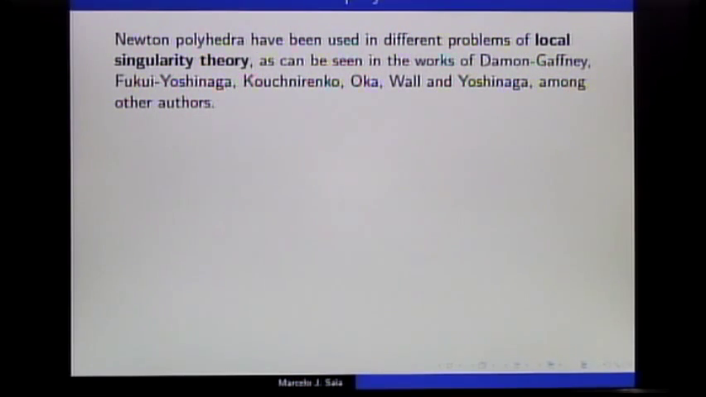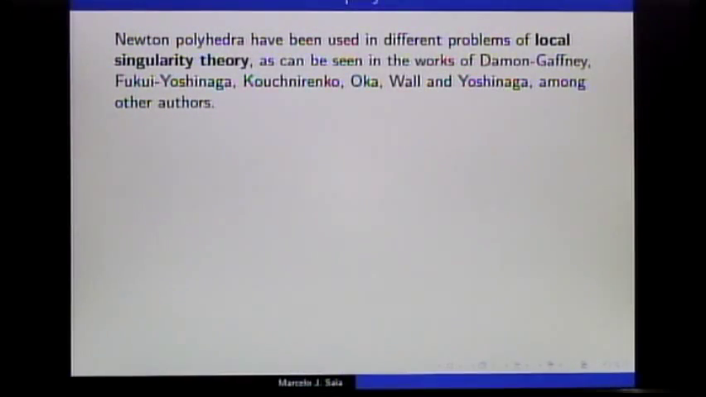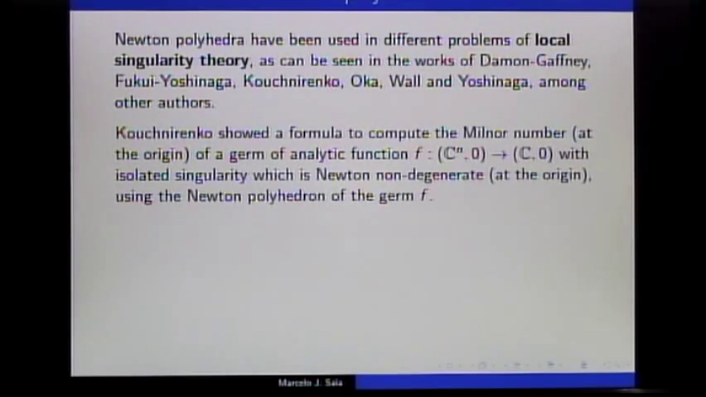What can I say about the Milnor number if I don't use the Newton polyhedron? This is essential in my work. And we can see in local singularity theory several works on computing the Milnor number of isolated singularities: Fukui, Damon, Gaffney, Fukui, Yoshinaga, Kushnirenko, Oka, Wall. There are many others, but these are the main references. But the most interesting, from my point of view, for the computations that I'm doing is given by Kushnirenko.